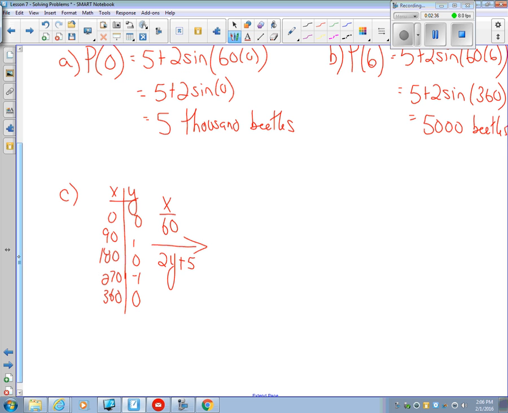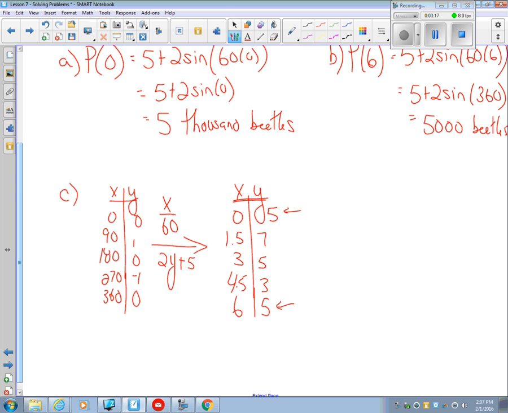Okay, so we're going to get ourselves a new table. Our new table would look like x divided by 60. Okay, 0 divided by 60 is still 0. 90 divided by 60, 1.5. 180 divided by 60, 3. 270 divided by 60, 4.5. And the last one, 360 divided by 60 is 6. 2 times y plus 5, 5, and then 7, and 5 again. Then we'll get 3 this time, right? 2 times negative 1 plus 5, and then back to 5. Like we saw in our initial thing, right? Here was our initial, and here was after 6 weeks.